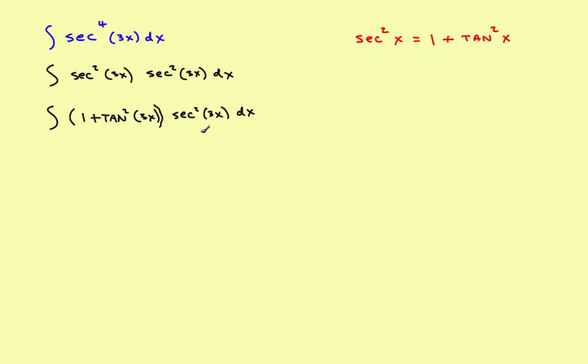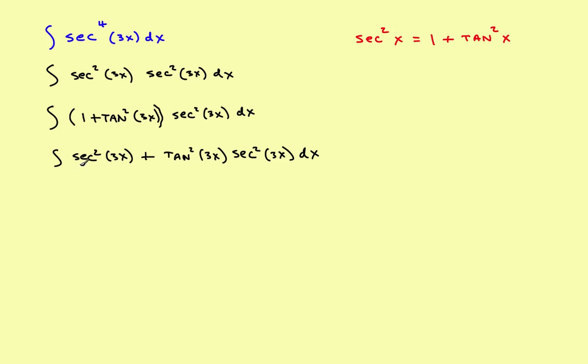Okay, and the next step, you want to go ahead and distribute this secant squared through the parentheses. So what that would give you would be the integral. 1 times the secant squared would be the secant squared of 3x. And then this one times this one would give you plus the tangent squared times the secant squared. So in a way, this is similar to that last problem we did in the previous video, but this one actually will not take quite as much work.